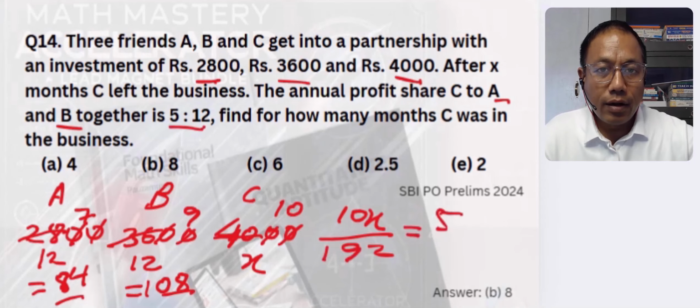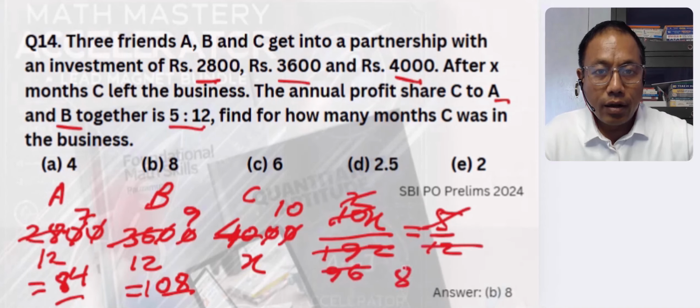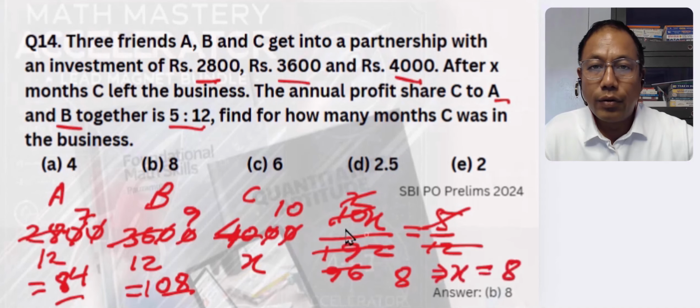5 by 12. Cancel it. 5, 2 are 10. 2, 9 are 18. 1, 2, 2, 6 are 12. 12 into 8. 2, 8 are 16, 1 in hand. 8 plus 1. Therefore, your x is 8. Where do I have 8? B is the right answer.